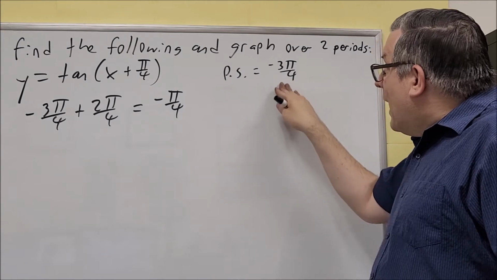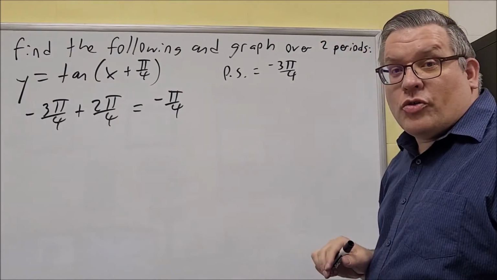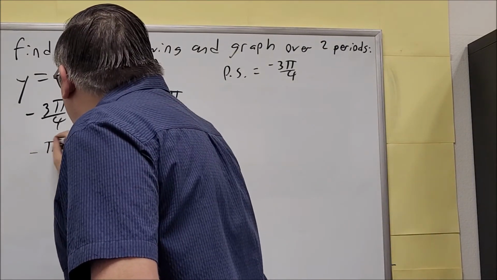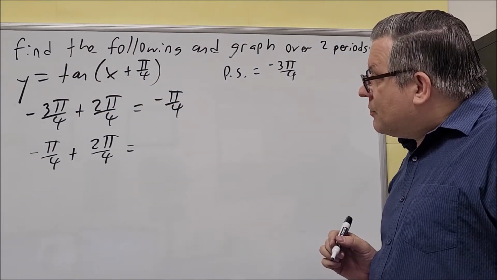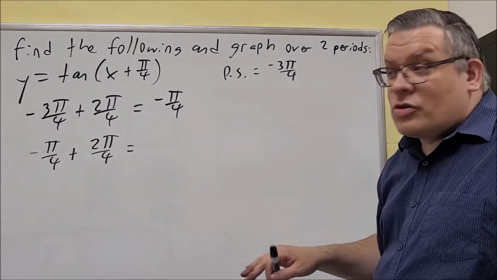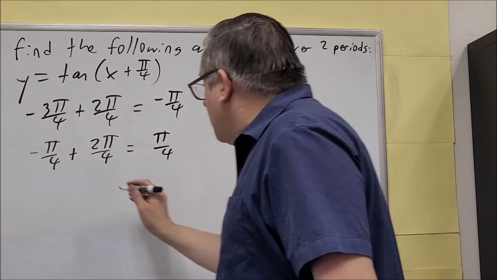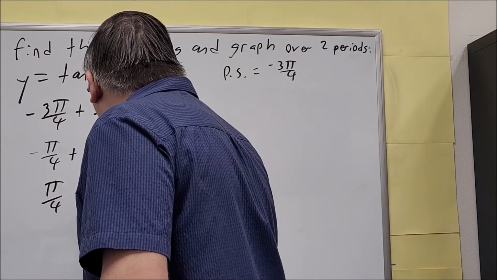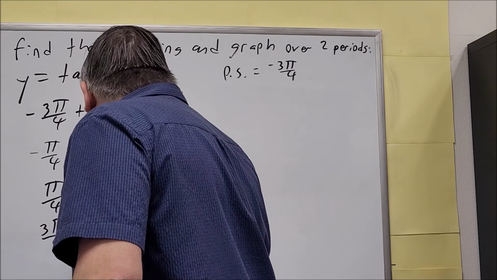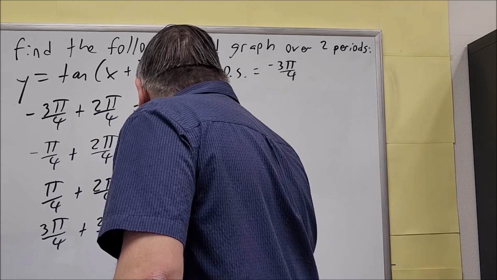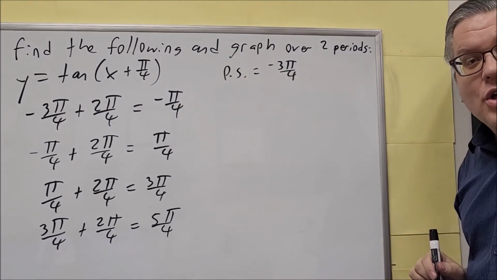All right, so next we're just going to keep adding. This was our first key point, and we're adding 2 pi over 4 to it every time. So now that I have this one, negative pi over 4, I'm going to add another half point to it. And we're going to do this a total of 4 times. So 1, 2, we have 2 more we'll do. This is pi over 4. Pi over 4 plus 2 pi over 4 is 3 pi over 4. 3 pi over 4 plus 2 pi over 4 is 5 pi over 4. So now we have this one and then these. That's going to be our 5 key points.